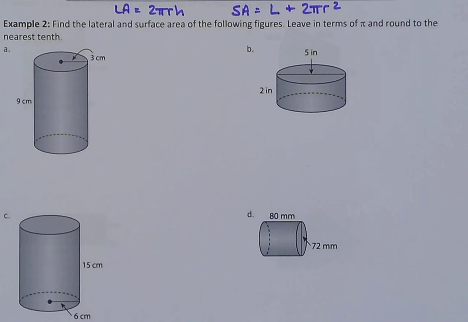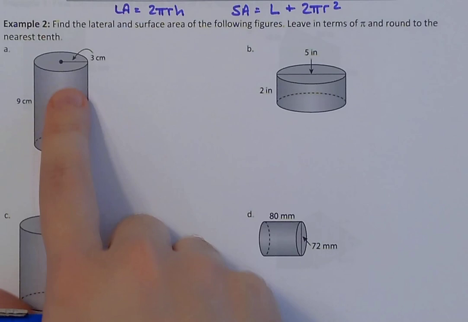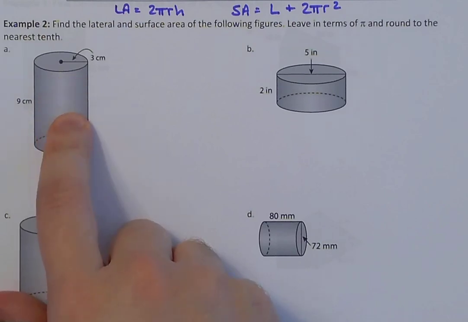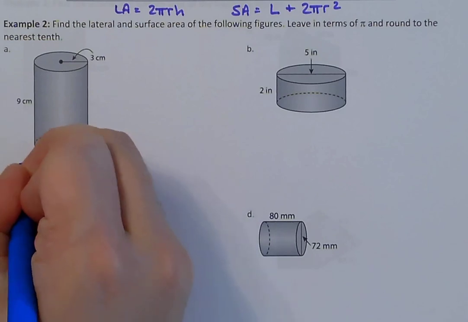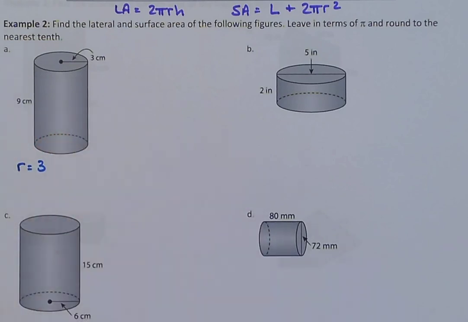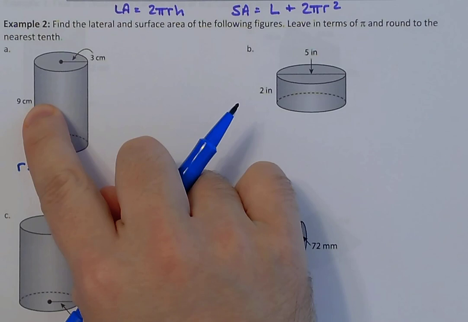Now, if you look at our two formulas, the only two things we need to know are the radius of the cylinder and the height of the cylinder. So if we know those two things, we can go through and figure out lateral and surface area. All right, so if we look at example 2, part A, for our cylinder, they tell us the radius is 3, and the height is 9.